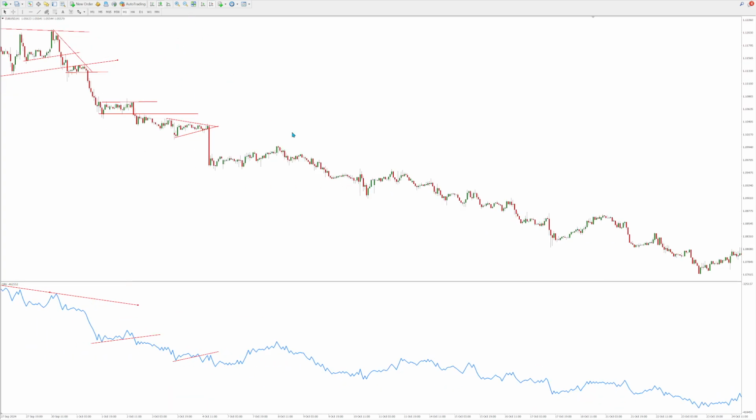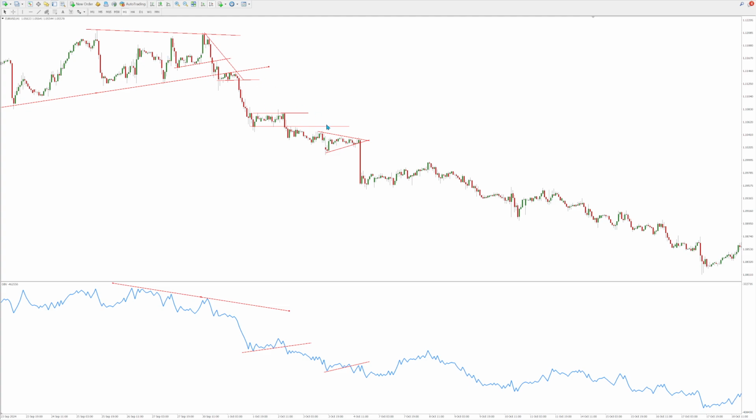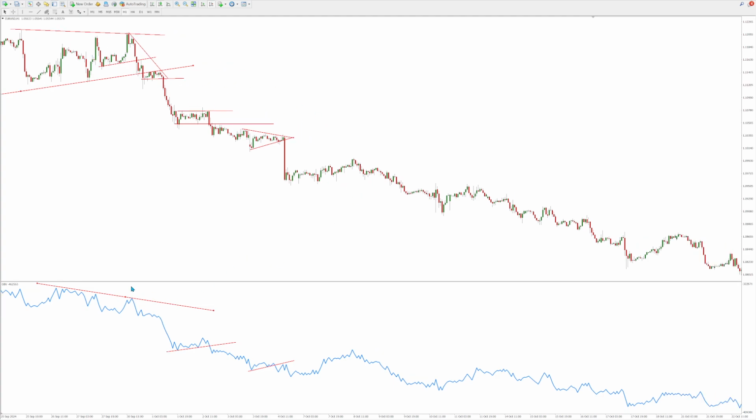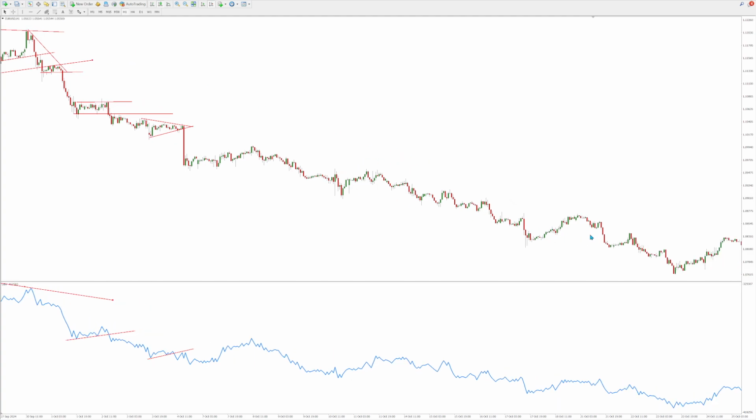One thing we wouldn't do in this instance, we'd look at this and we wouldn't be taking long trades. Okay, you can see the bearish divergence clearly here. The indicator is falling down. Okay, we've got market making lower highs. It's an obvious downtrend, so we wouldn't be looking to place buy trades.